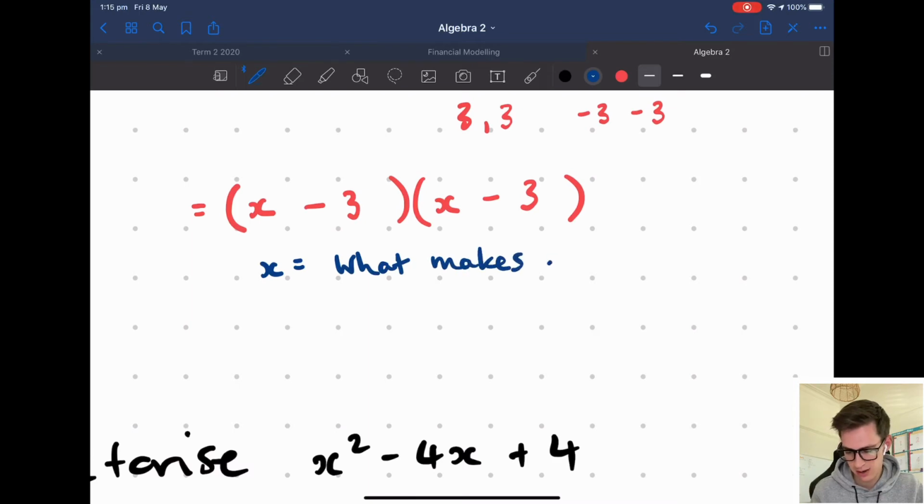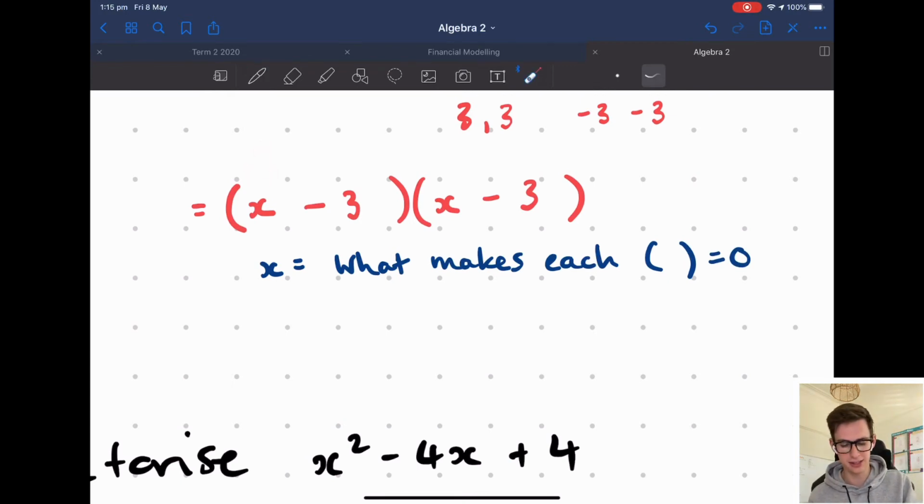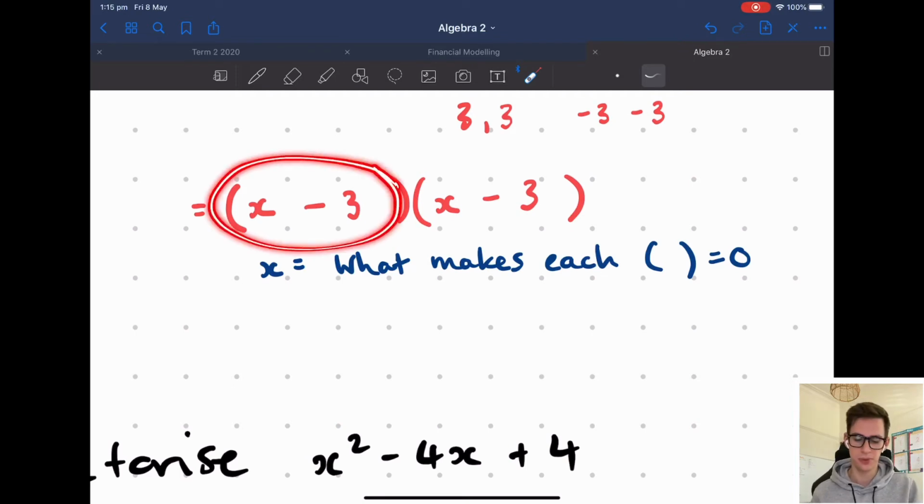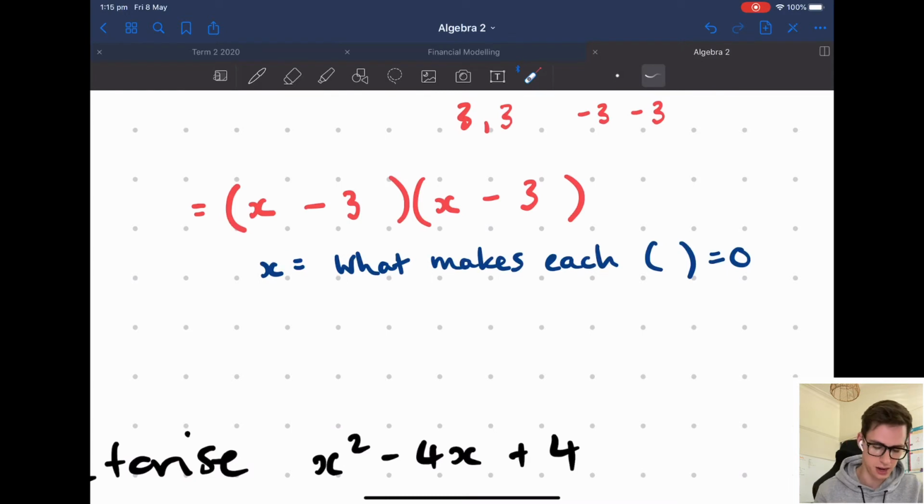each bracket equal to 0. So what I mean by that is, what number would you have to put in here for x to make this bracket 0? And hopefully that's really obvious that that number must be 3. You go 3 minus 3, that's 0. So that is what x equals for this bracket.